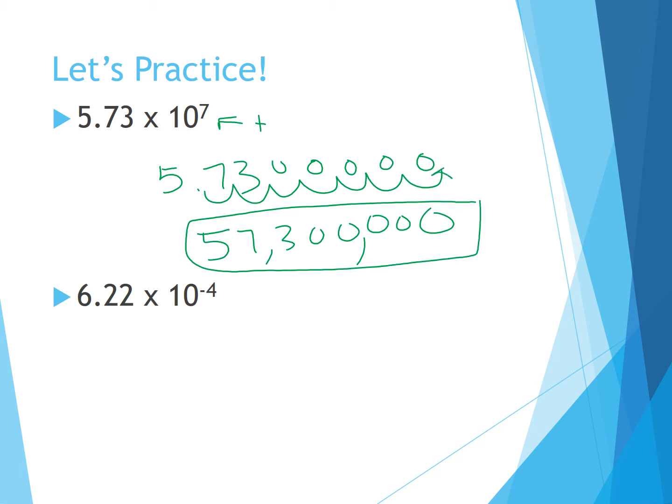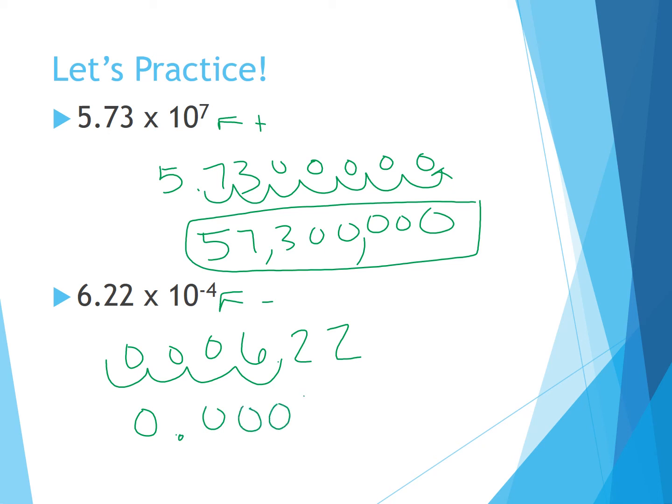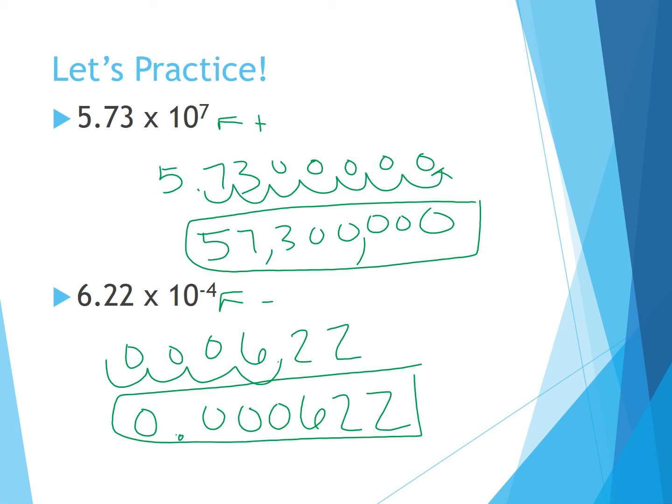Okay, let's do this one. That is a negative, so we're going to move it to the left. 6.22. I'm going to move it 1, 2, 3, 4. Fill in my zeros. Remember to put the 0 point at the beginning. And then it's 1, 2, 3, 6, 2, 2. There's our answer.